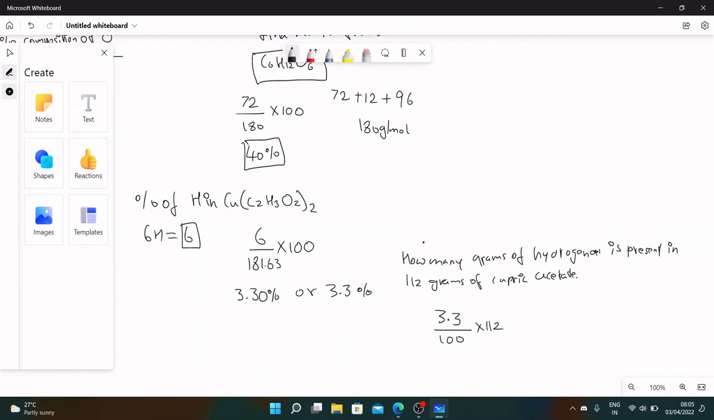It's basically like saying take the 1% of 112 and multiply it by 3.3 to find the 3.3%. You can write it this way or this way, it doesn't matter. At last you're finding the 3.3 percentage of 112 grams. That is 3.696 grams. So 3.696 grams is 3.3 percentage of 112 grams.